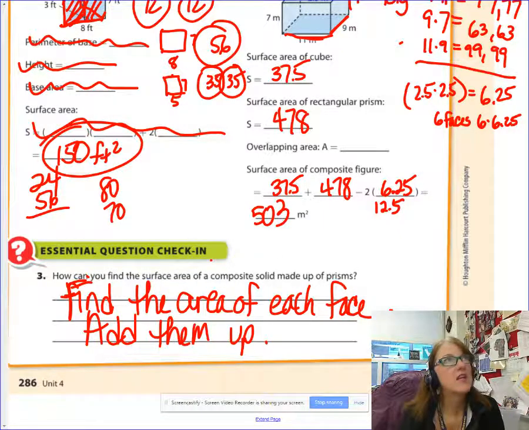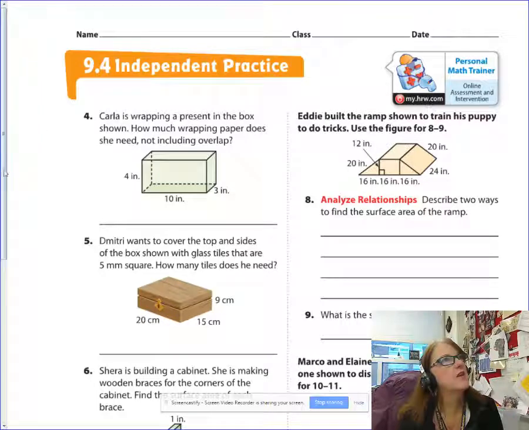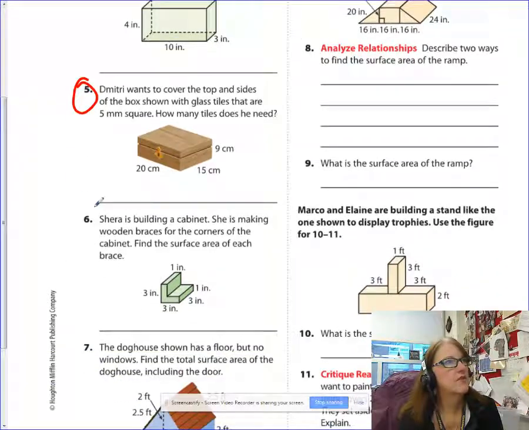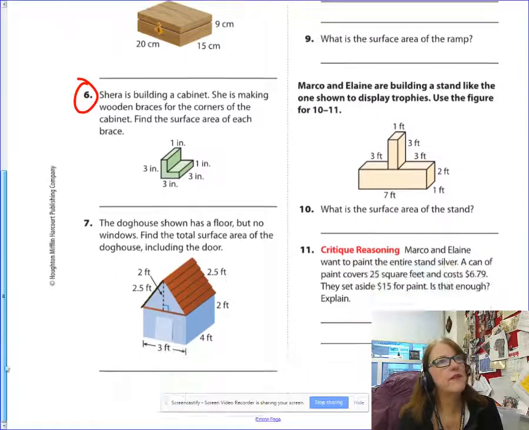All right. Turn the page, and here's what I want you to do. Number 4. Number 5. Ooh, this is such a good one. Number 6. 4, 5, 6, and let's work on 10 and 11.